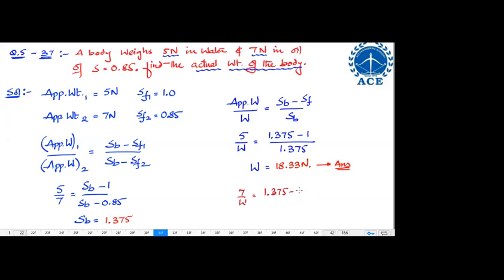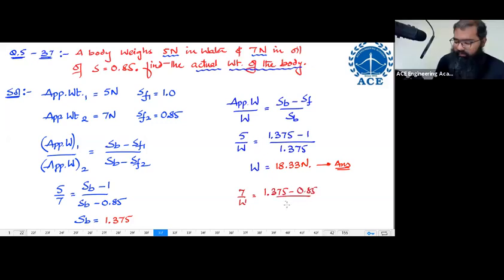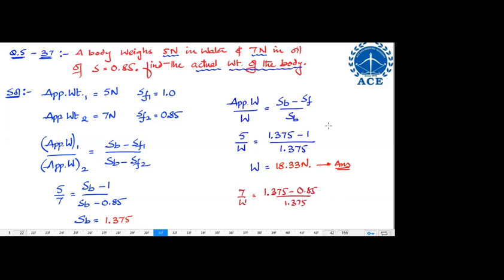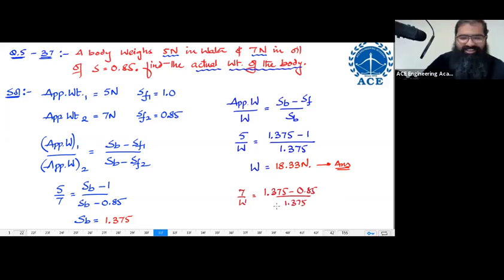It's 0.85. Perfect. 0.85 divided by 1.375. You would still get the answer. Same thing. The only thing is, whatever apparent weight you take, the corresponding value of SF is supposed to be taken. Why have I chosen 5 personally? Because it is easy to subtract 1.37 minus 1, right? That's the only reason I have taken it. No other reason as such.